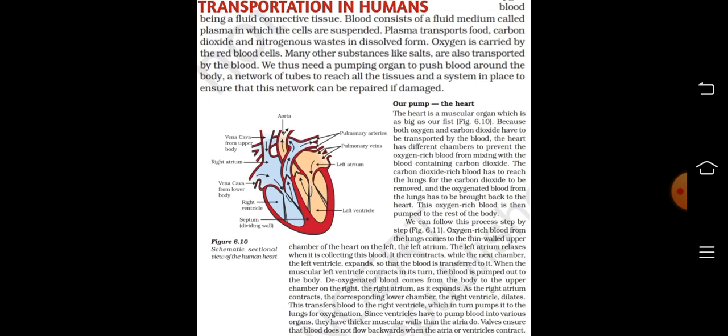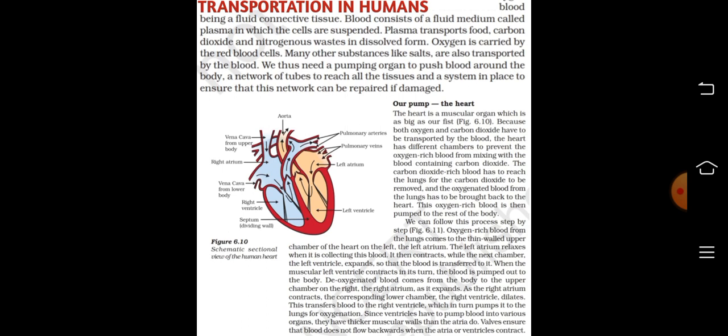We can follow this process step by step. Oxygen-rich blood from the lungs comes to the thin-walled upper chamber of the heart, the left atrium. The left atrium relaxes when it is collecting this blood. It then contracts while the next chamber, the left ventricle, expands so that the blood is transferred to it. When the muscular left ventricle contracts in its turn, the blood is pumped out to the body.